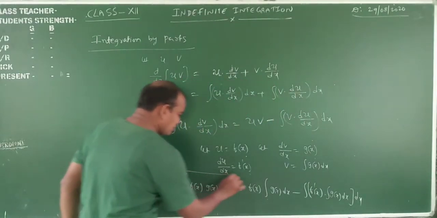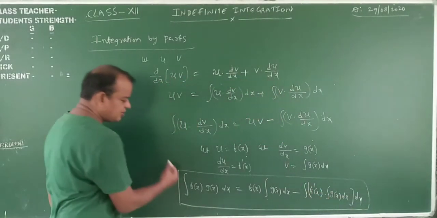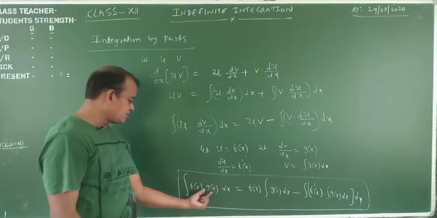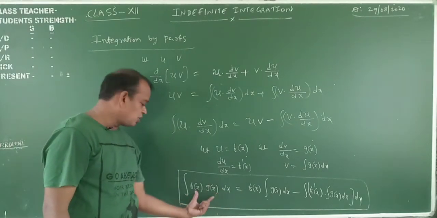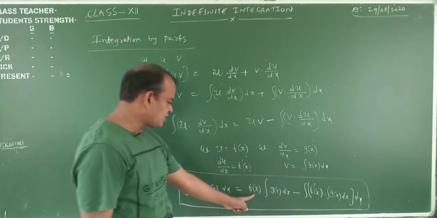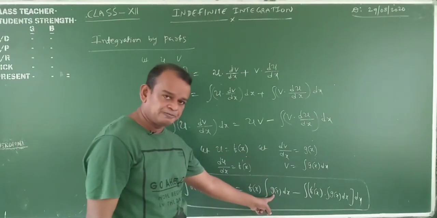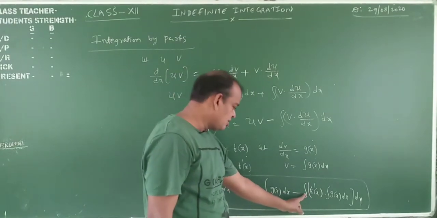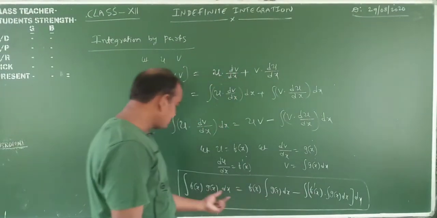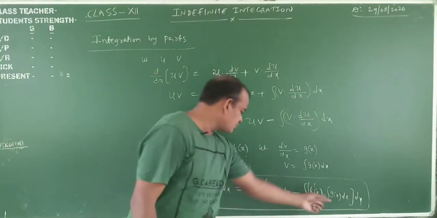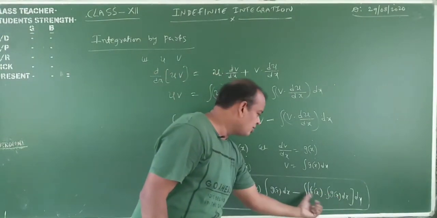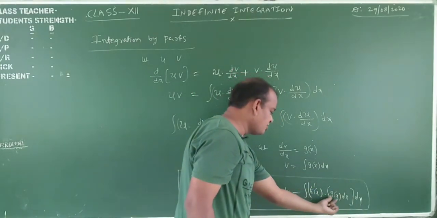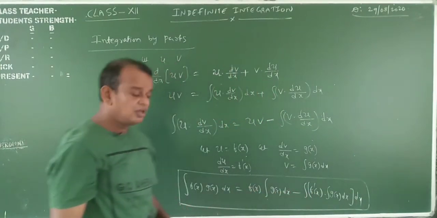This is the by parts method. This is the formula. By using this one, we will complete the problems. Integral of f of x, g of x dx, the product of the two functions, integration is equal to first function into integration of the second function, minus integral of the derivative of the first function into the integration of the second function again. After calculating this, again we will integrate f dash of x into integral of g of x dx, whole dx. You remember the formula?